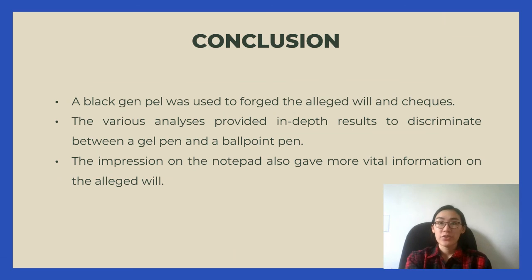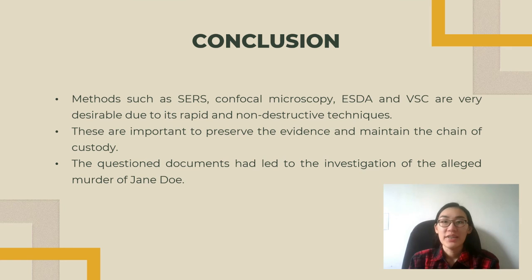In conclusion, it is shown that a black gel pen was used to forge the alleged will and checks. The various analyses used on these pieces of evidence have helped us clarify John Doe's crime, providing in-depth results to discriminate between a gel pen and a ballpoint pen. In addition, the impression left on the notepad gave more information on the alleged will as well. Moreover, some of the methods used were very desirable in forensic examinations. They are rapid and non-destructive, which is essential to preserve the evidence and maintain the chain of custody. Thus, the questioned document has led us to the investigation of the alleged murder of Jane Doe.